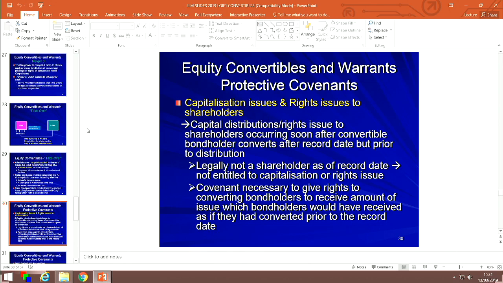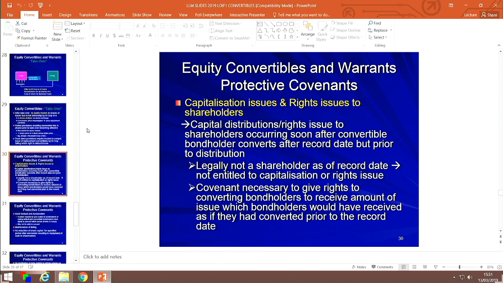We've then got to, where are we? Okay, sorry. We're going to look at some of the additional provisions in a convertible bond, more terms and conditions, which seek to provide protection to convertible bondholders. The first one that you come across is that convertible bondholders, as you know, have a right to convert at any time when the conversion period commences.